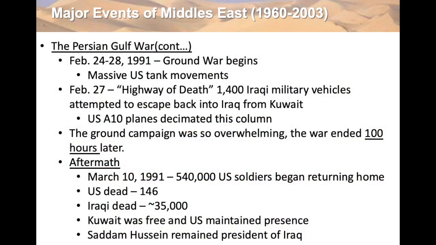All right, continuing the Persian Gulf. From February 24th to 28th, 1991, the ground war began. So there were massive bombings by air, and then the ground war began. The ground war was known for massive U.S. tank movements because there was a lot of armor used. So this would be like the Abrams tank.